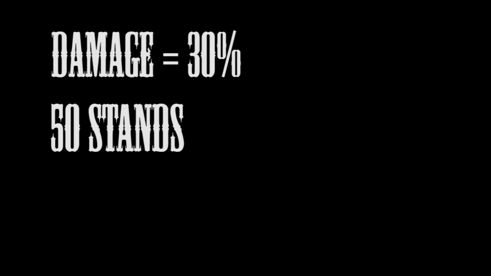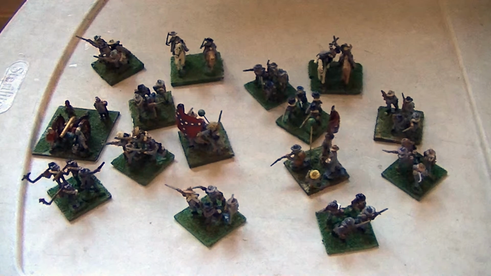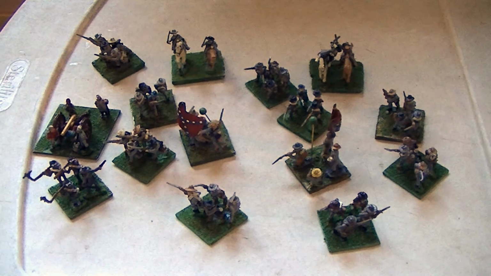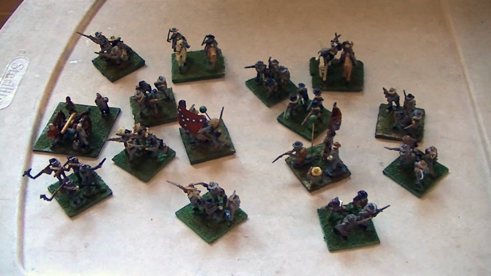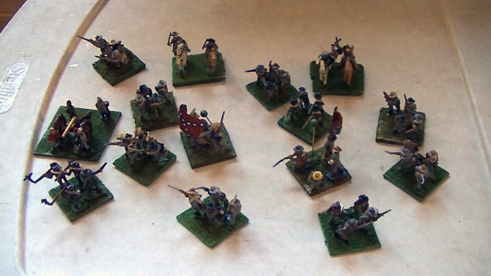For instance, if your general has a damage number of 30% and you have 50 stands, it will take 15 stands to reach your general's damage percentage, because 30% of 50 is 15. So once this corps loses 15 stands, the game ends. Always round up if a percentage leaves you with a decimal. If you figure out this number before the game begins, it will be much easier.